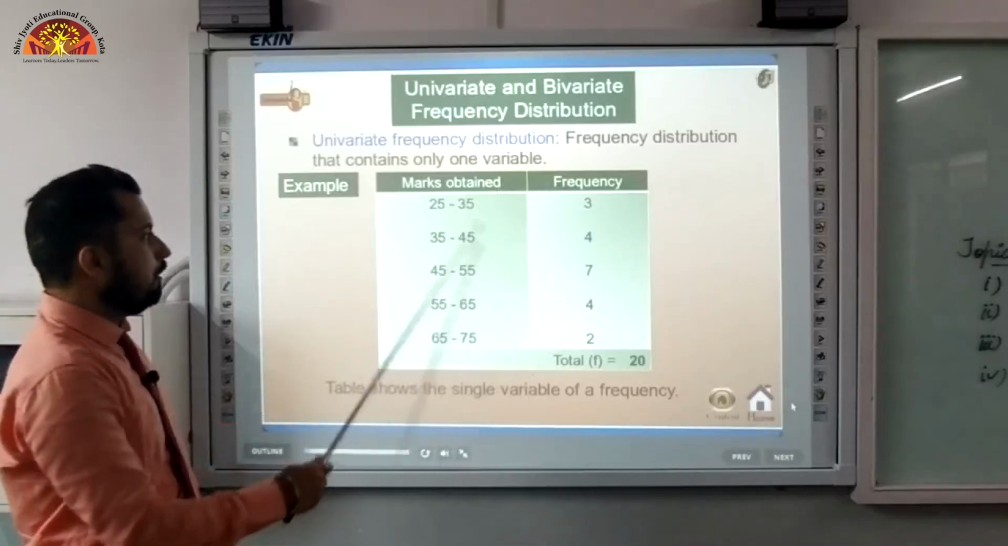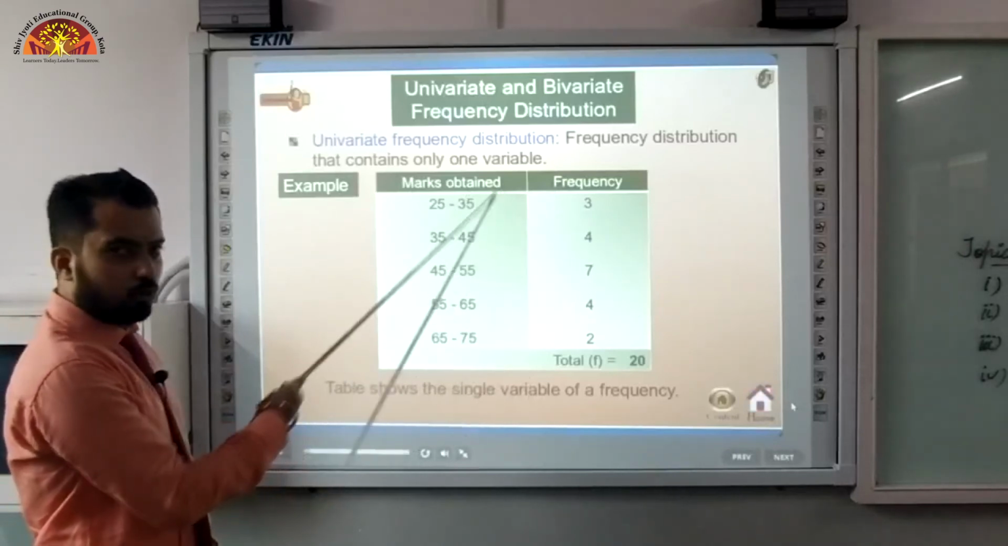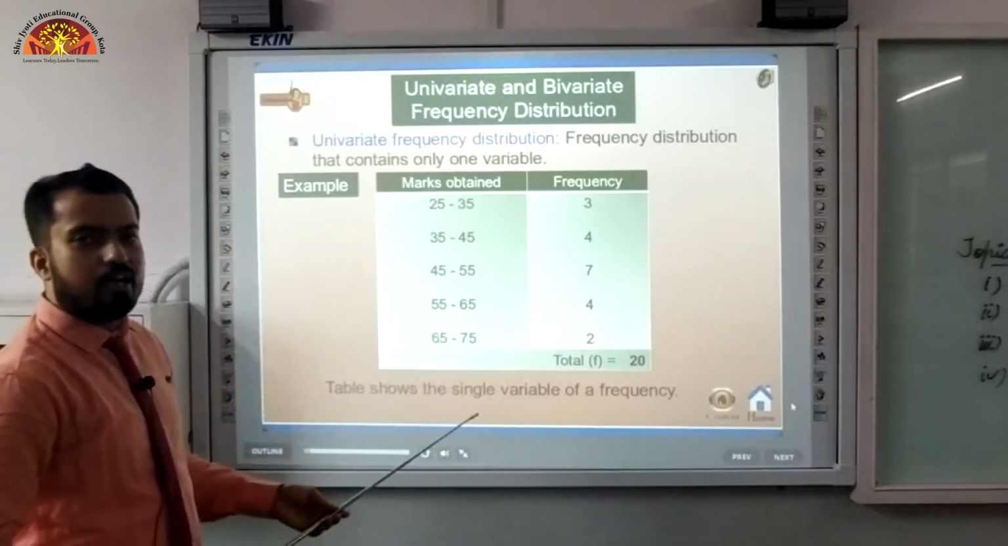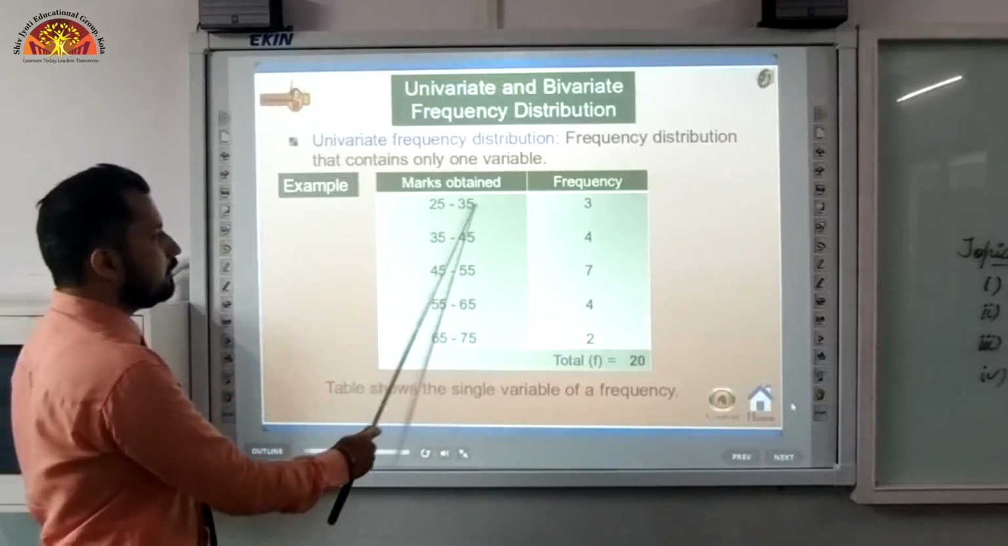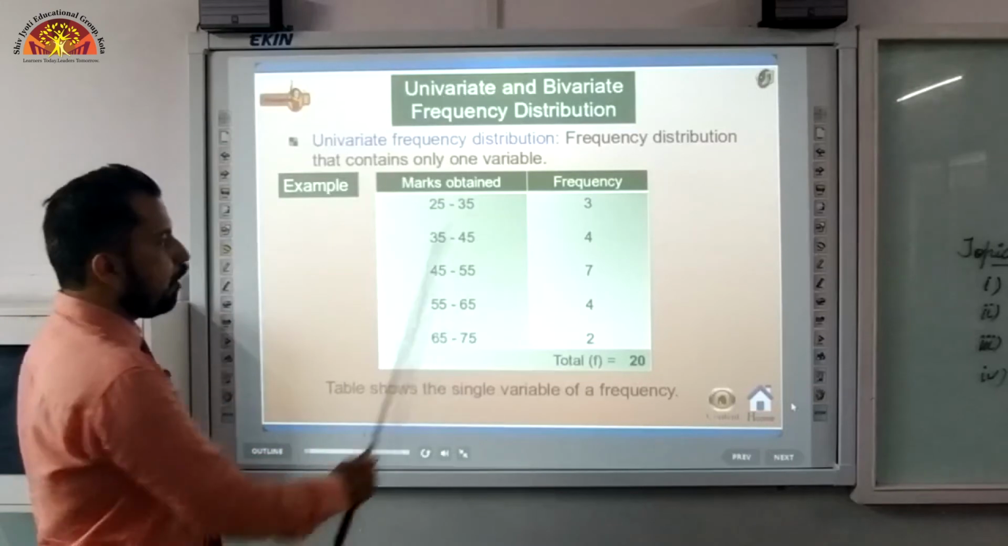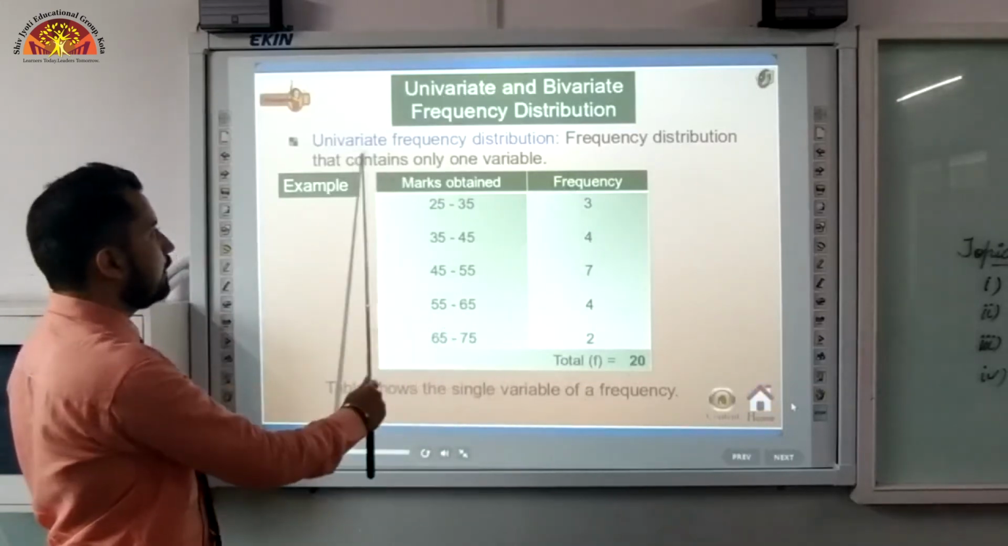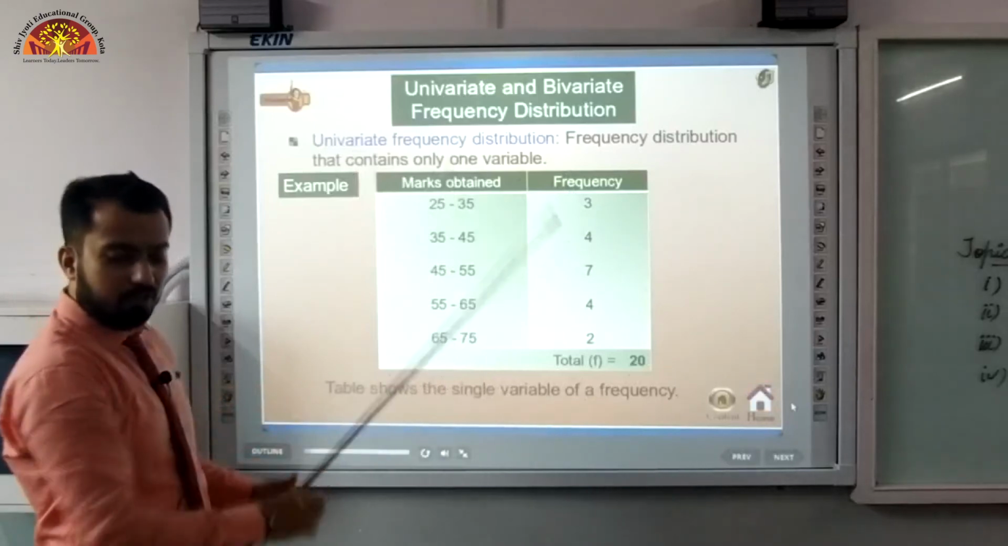And what is the variable? That is marks obtained. क्योंकि यही हमारे लिए variable है, यही हमारे लिए terms है, यही हमारे लिए statistical items होंगे. तो बेटा जब हमें सिर्फ एक ही item दे रखा है और साथ में उसकी frequency distribution दे रखा है, तो इस तरह की टेबल्स को हम क्या कहते हैं? यूनिवेरिएट फ्रीक्वेंसी डिस्ट्रीब्यूशन.